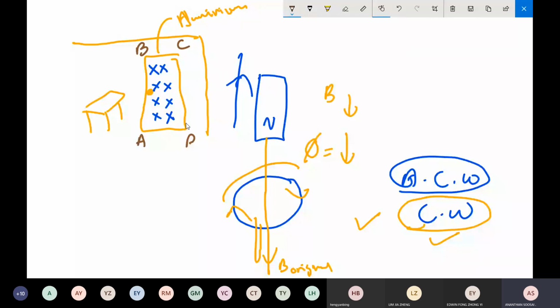Now tell me, when you open the door, the frame of the door will experience changes in flux. Therefore, EMF will be induced based on Faraday's law. According to Lenz's law, will the current flow in the direction ABCD, or the other way around, DCBA? Use your Lenz's law. Explain to me what happens when you open the door.